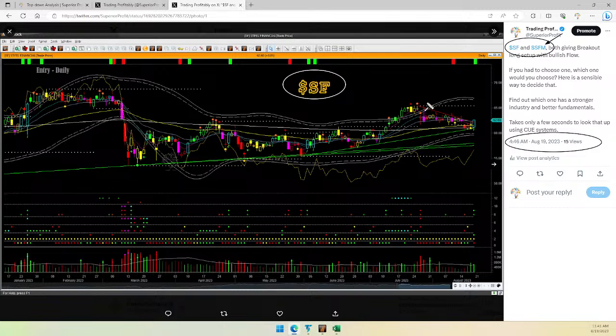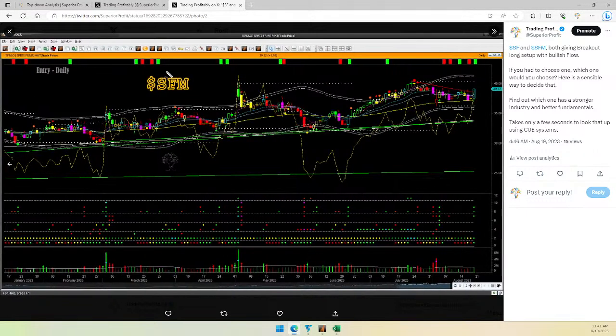SF, what setup did it give? It gave a breakout setup at trendline support. So it gave a triangle breakout, a valid breakout setup, and also had bullish flow. This is SF. And then we have SFM, which also gave a breakout setup with a bullish flow. Both of them gave proper breakout setups.